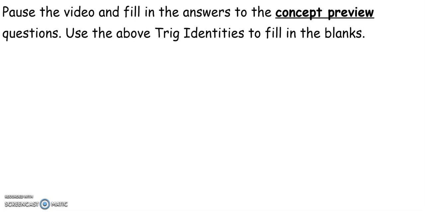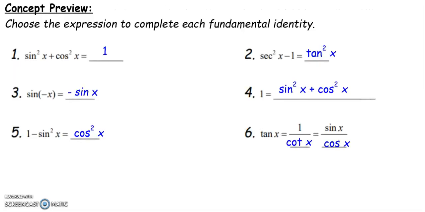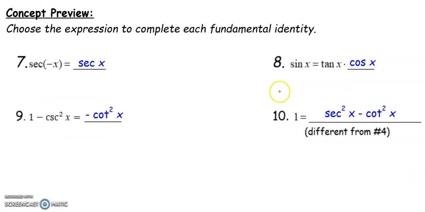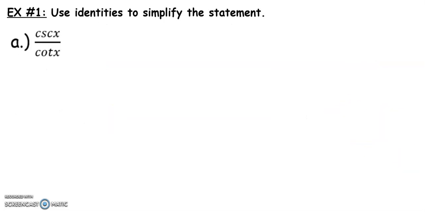Alrighty, welcome back. Let's see what you got. For the first 6, we just wrote down some of these identities. If you had any questions on how I got these, please come in on Wednesday night or the next time we meet, and we will cover them. Number 6 was just about writing them down as fractions. The last 4 look like this. Notice number 10, I just did a different value than I did for number 4. Boom. All right, let's do some examples now.